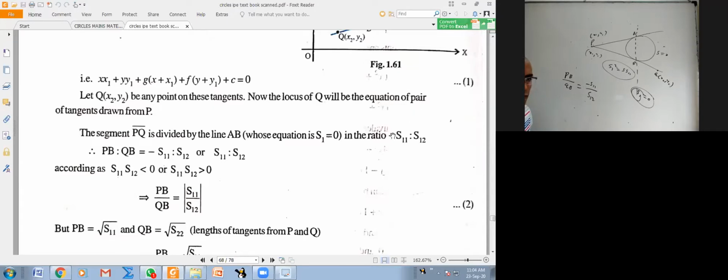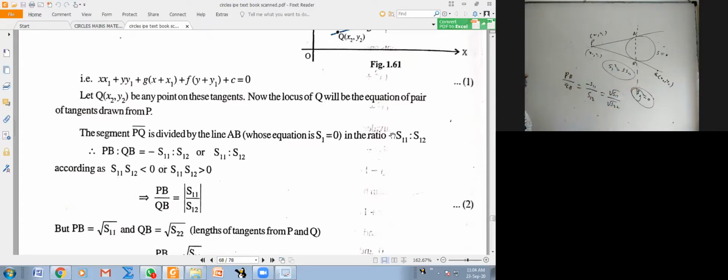Next, another way to find PB is to QB is, after all, PB is what? Length of tangent from P to the circle, no? Yes, sir. For that, the formula is root S11. Okay. And what is QB? Length of tangent from Q to circle. That will be root S22. Right? Okay. And here I can actually remove minus. Why? X1, Y1 is also outside. X2, Y2 is also outside.